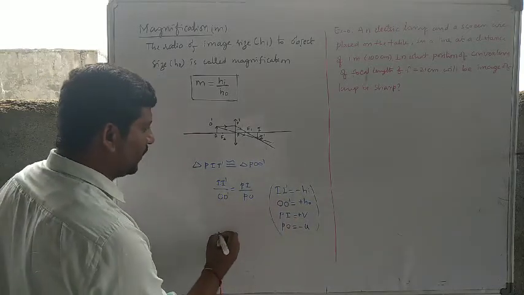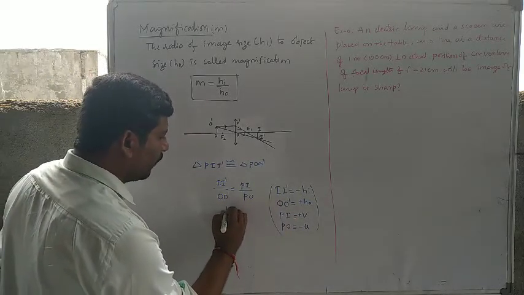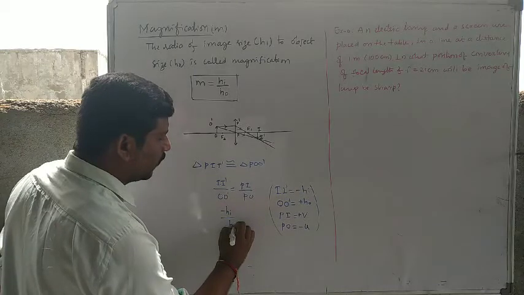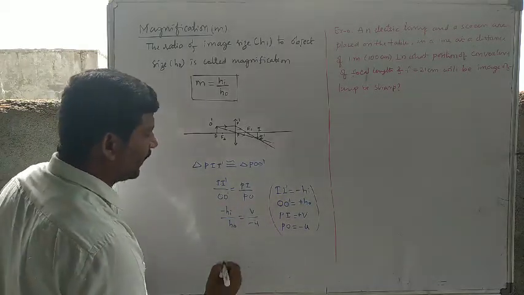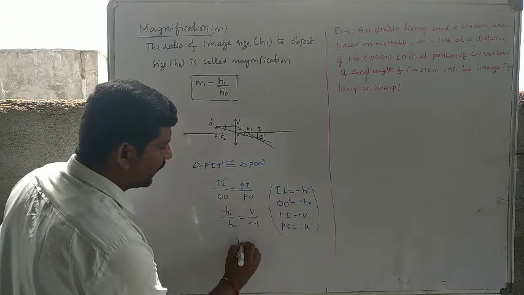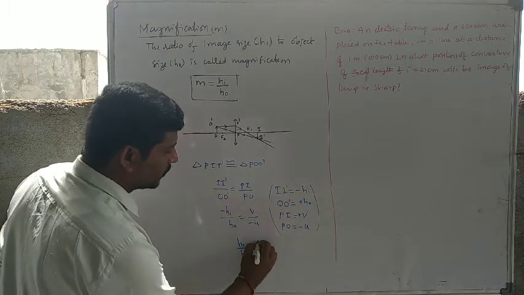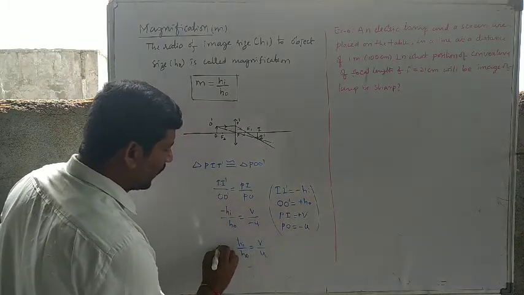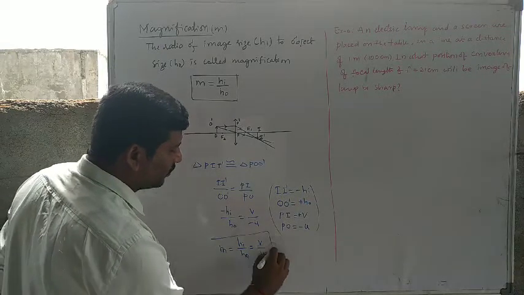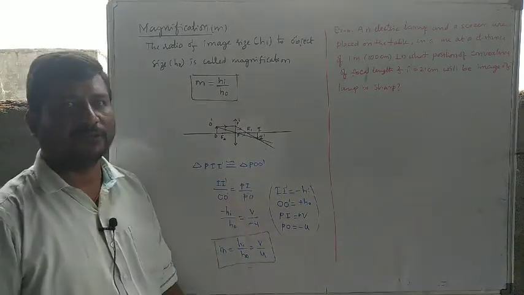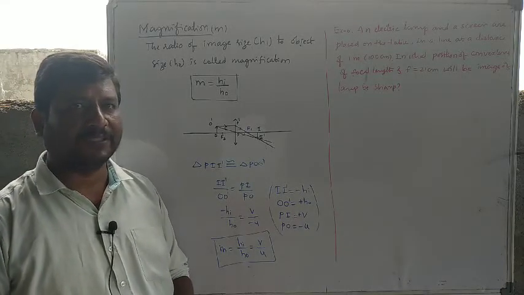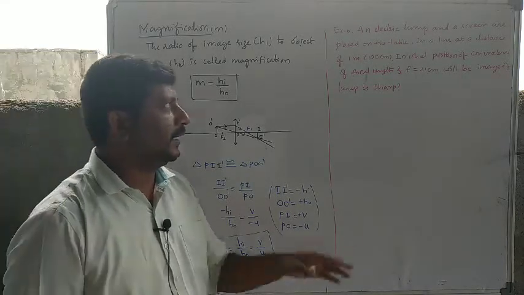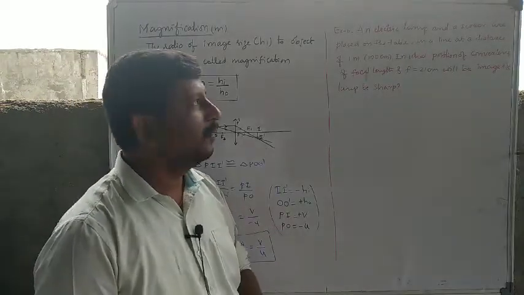Substitute all these values in this equation. Therefore minus HI by HO is equal to V by minus U. The minus signs cancel, and we get HI by HO equals V by U. We can also write the magnification m equals HI by HO equals V by U. Now this is the mathematical expression of magnification of a lens. Let us solve a problem.